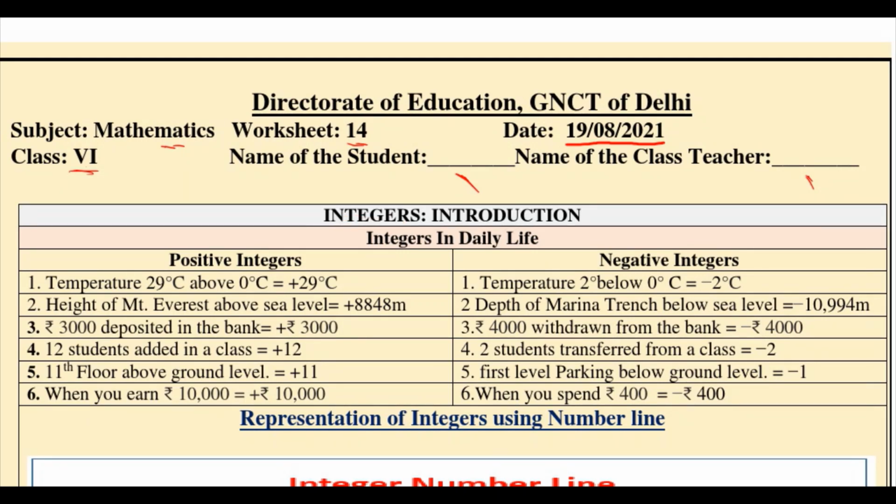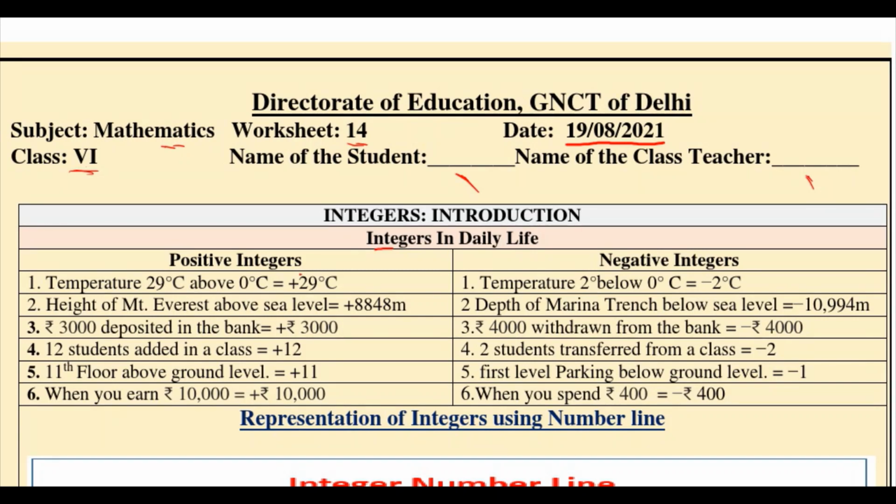Now you can see there is a table, this chart given to us. This is integers in daily life. Okay, so first you need to see what is given here. Now integers are comprised of positive integers and negative integers. What are those? Let us see. And also zero. So see.